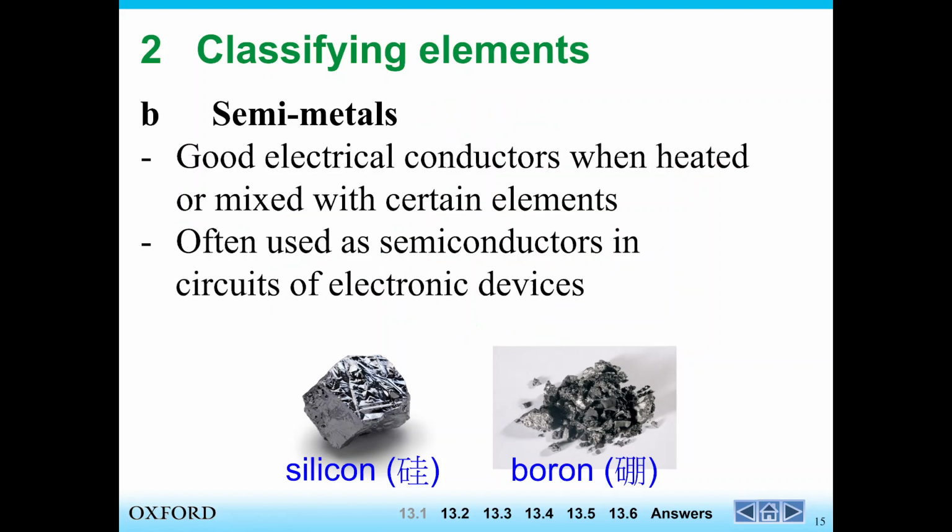Some other properties could be that semimetals are good electrical conductors when heated. So this is a property of a metal. And it's often used as semiconductors in circuits of electronic devices. Okay, so let's talk about silicon primarily. Silicon, as you've probably heard of silicon chips, is used quite often in electronic devices.